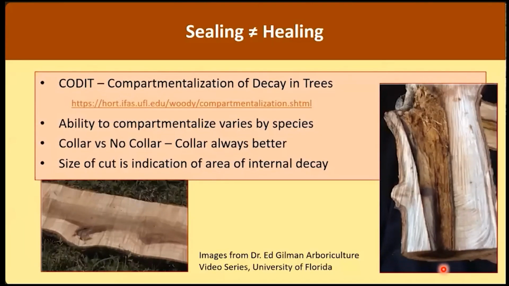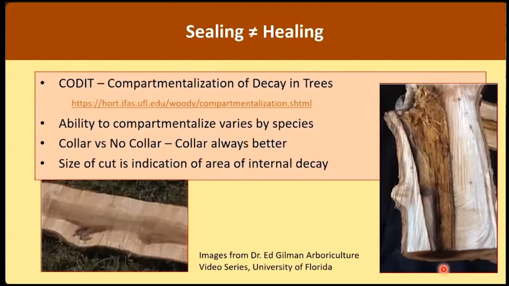But in general, research has shown that the larger the cut, the larger the area of decay. And the tree's ability to ward off decay within varies by species. We talked about the importance of collar, and research has shown that when we make a cut, if the collar is intact, it's always better in terms of the amount of decay than no collar.